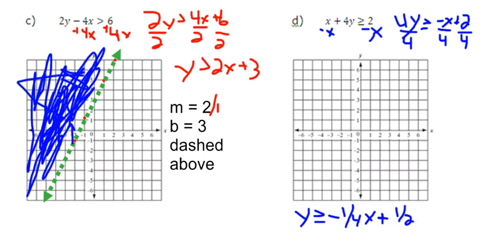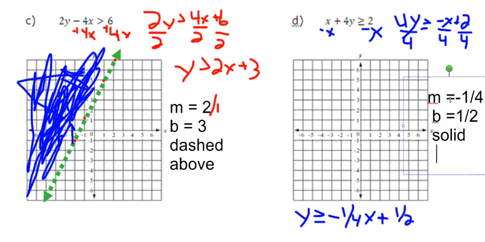So in this case, my m is negative 1/4. My b is 1/2. It's greater than or equal to, so it's a solid line. And since it's greater than, right, I'm shading above the line.